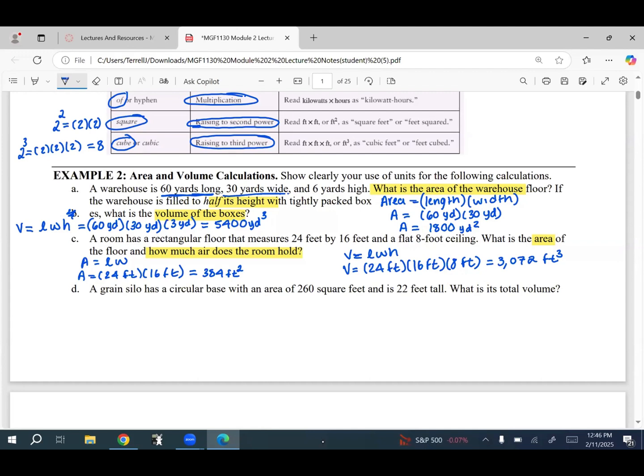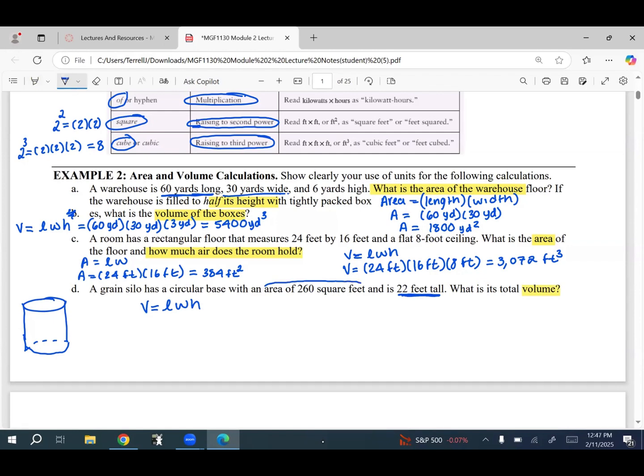So just if you don't know, a silo kind of looks like this. It's like a cylinder almost. Something like that. But you don't really have to know the shape. The volume formula is very direct, right? Volume is length times width times height. So they do give me the height, right? They say it's 22 feet tall, but I don't know the length and the width. But think about what they gave me.